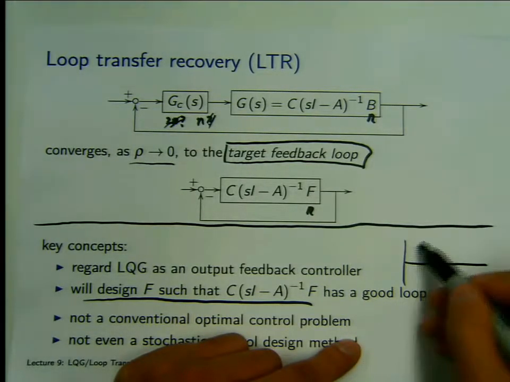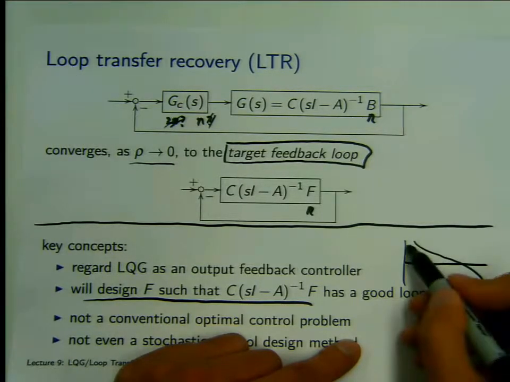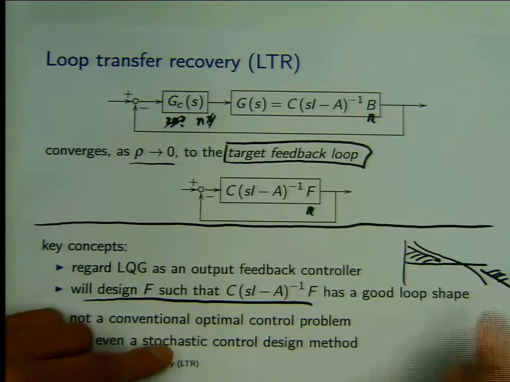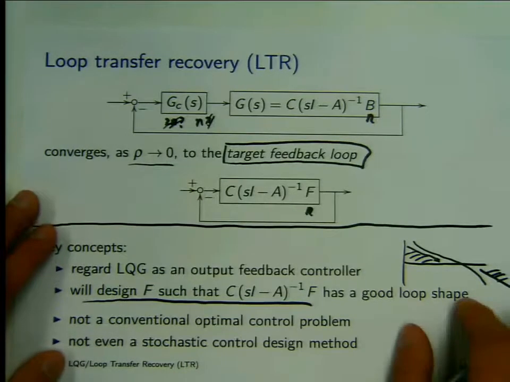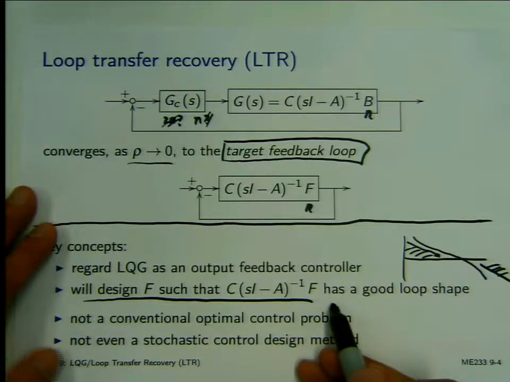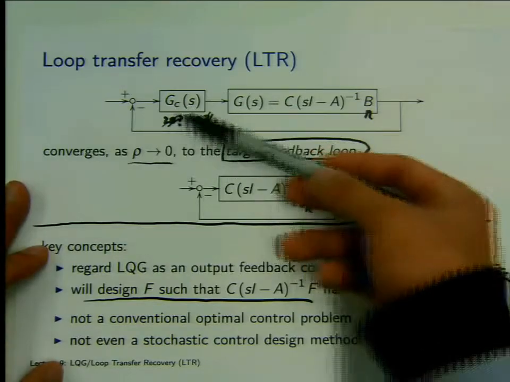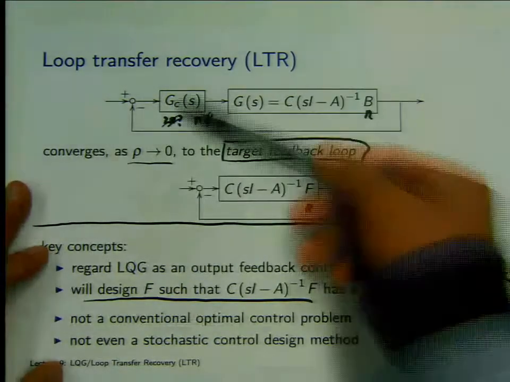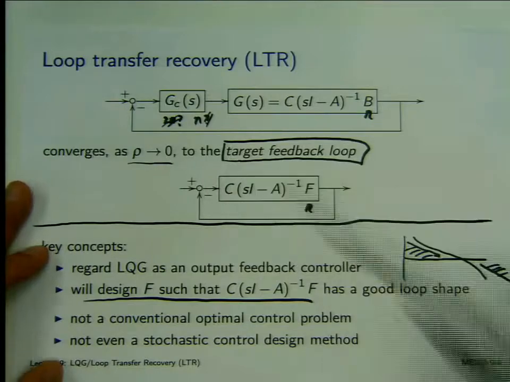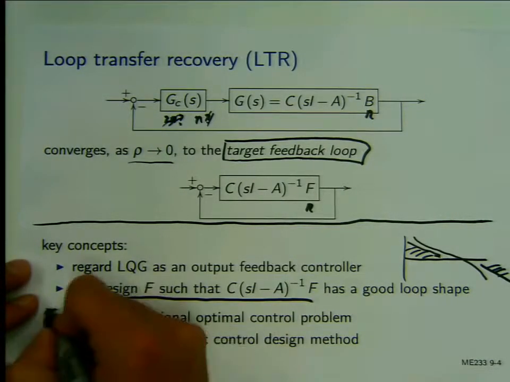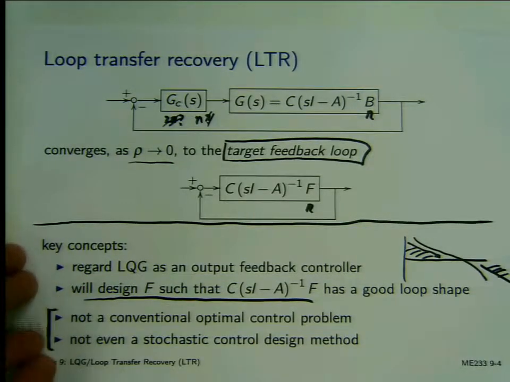By good loop shape, I mean what we discussed last time. The magnitude response has to have this very nice shape. At low frequency, it's lower bounded, and at high frequency, it's upper bounded. So this is just one example. It can be much more complicated, but the idea is we can have some design for this. And then we'll design the LQG LTR to let the original big closed loop system converge to this one. Okay? Now, we need a little bit of time to digest these two sentences.